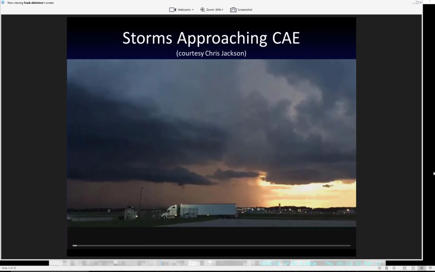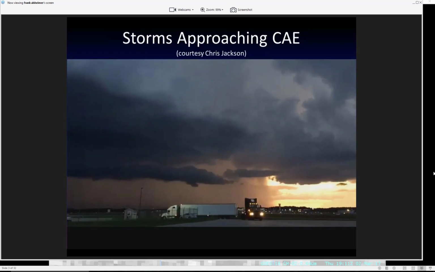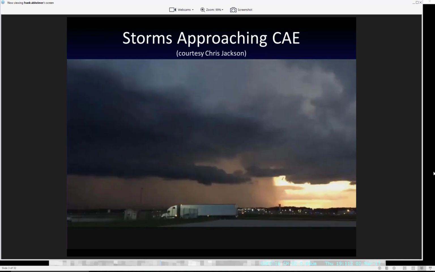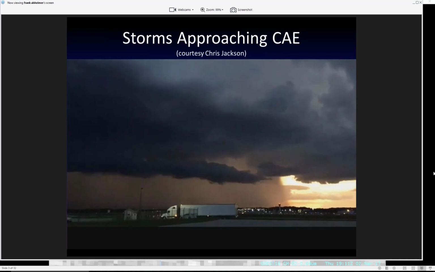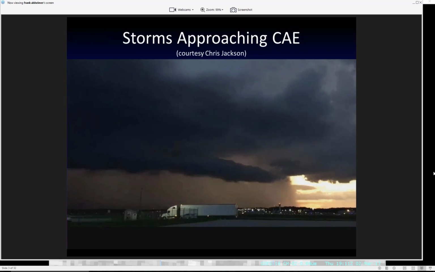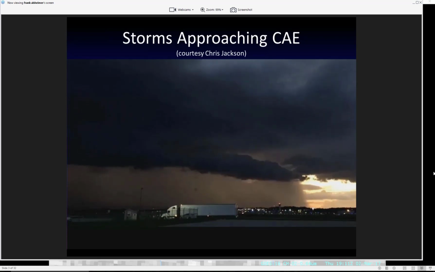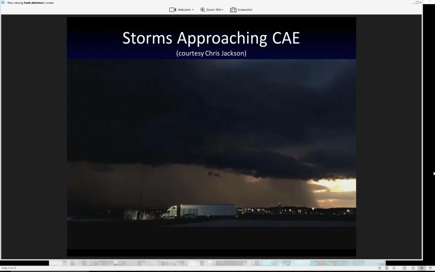And here's a time-lapse that was taken near the Columbia Airport as one of those storms was moving in late in the afternoon. Always like seeing a little time-lapse there. Hopefully you all can see it well, too.